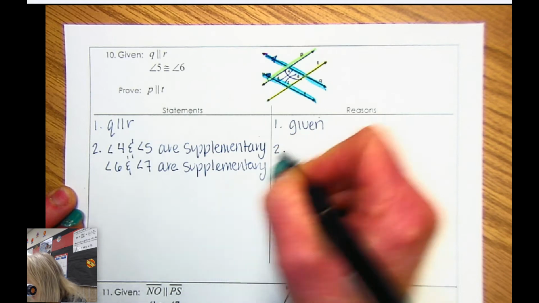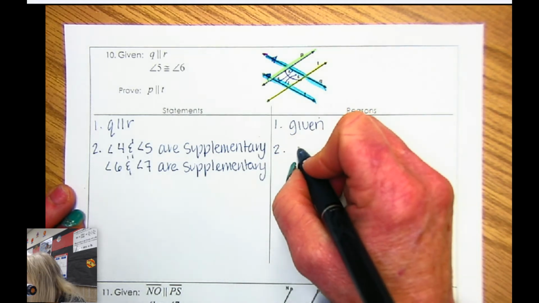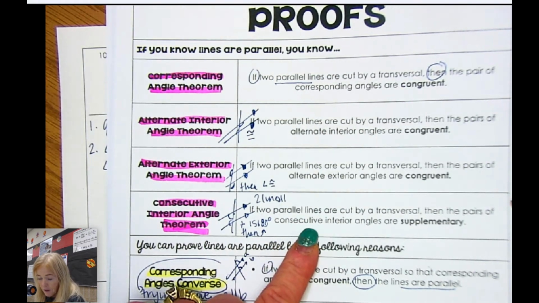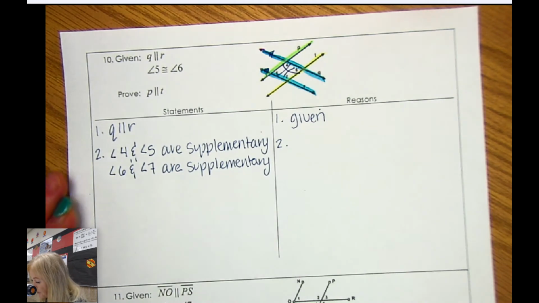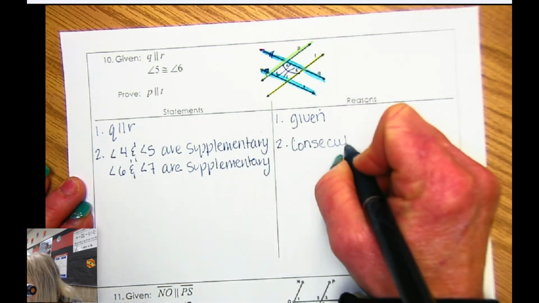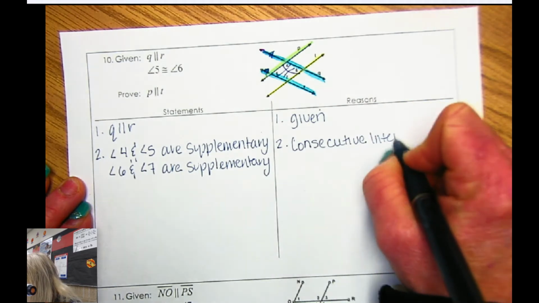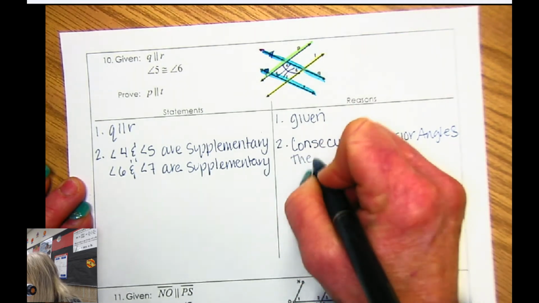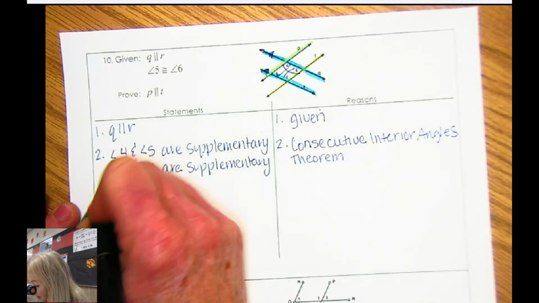All right, and that is the consecutive interior angles theorem that says that if two lines are parallel, then their consecutive interior angles must be supplementary. So the consecutive interior angles theorem is what gives us that information.